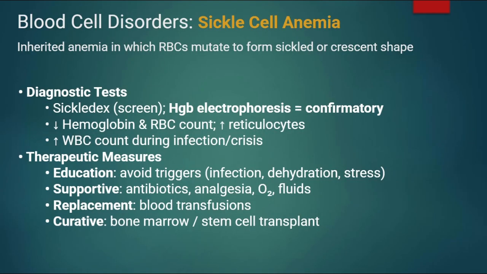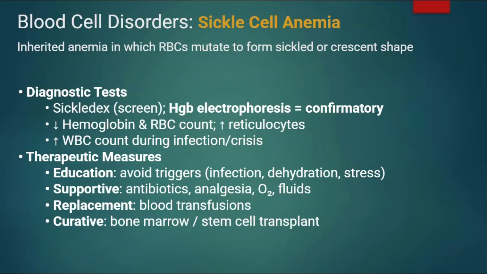When we diagnose sickle cell anemia, several key tests are used. The SickleDex test can be performed as an initial screen. It identifies the presence of hemoglobin S, but does not distinguish between sickle cell disease and trait. For confirmation, we use hemoglobin electrophoresis, which separates different types of hemoglobin and definitively identifies HbS.